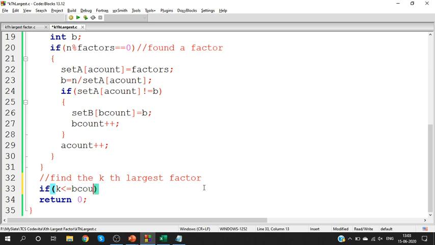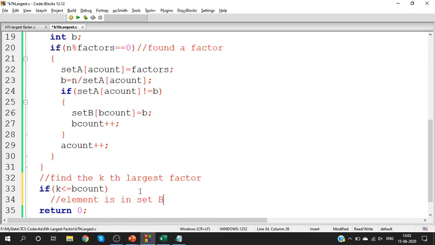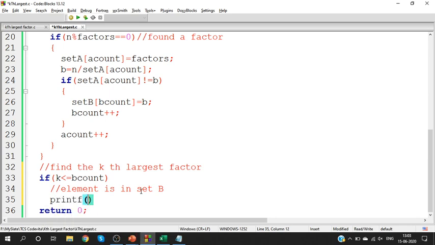Where do we store that? In B count. B count stores the number of elements in set B. If K is less than or equal to B count, then the element is in set B. If K is 4, then I have it in set B. If K is 5, I don't have a fifth element in set B, so I will go to set A. So, print with %d an element from set B. Which element? Can I choose any random element?